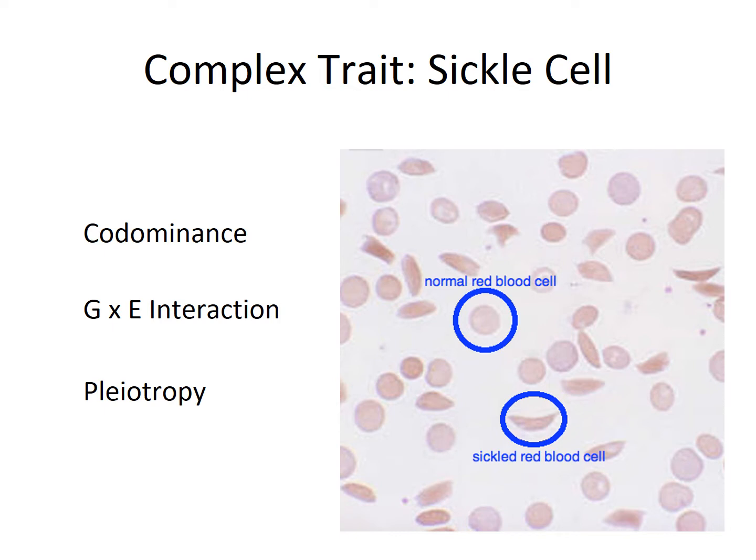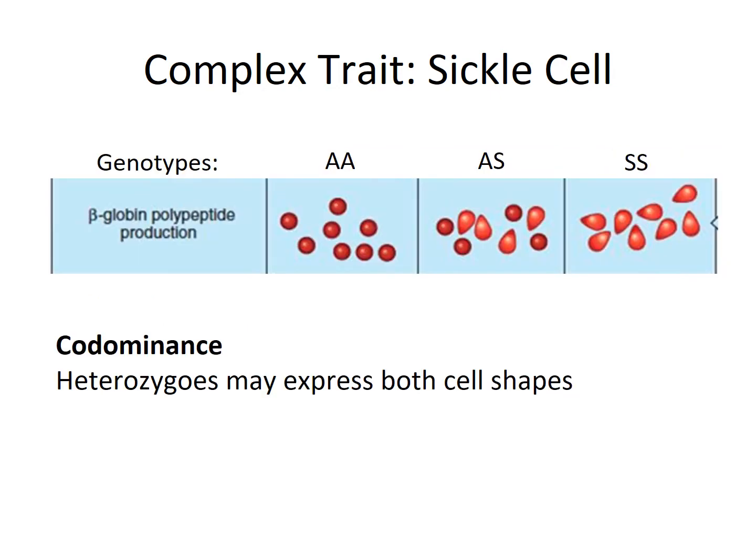Contrast that with the sickled red blood cell that has this crescent shape, and when it's in this shape, it cannot carry oxygen throughout your body. So if you had many sickled red blood cells, this could be dangerous for you. Sickle cell trait, which you evaluated in a previous lesson, is codominant to the ancestral version of the allele. So here in the genotypes, I'm showing a capital A for ancestral and a capital S for sickle cell trait.